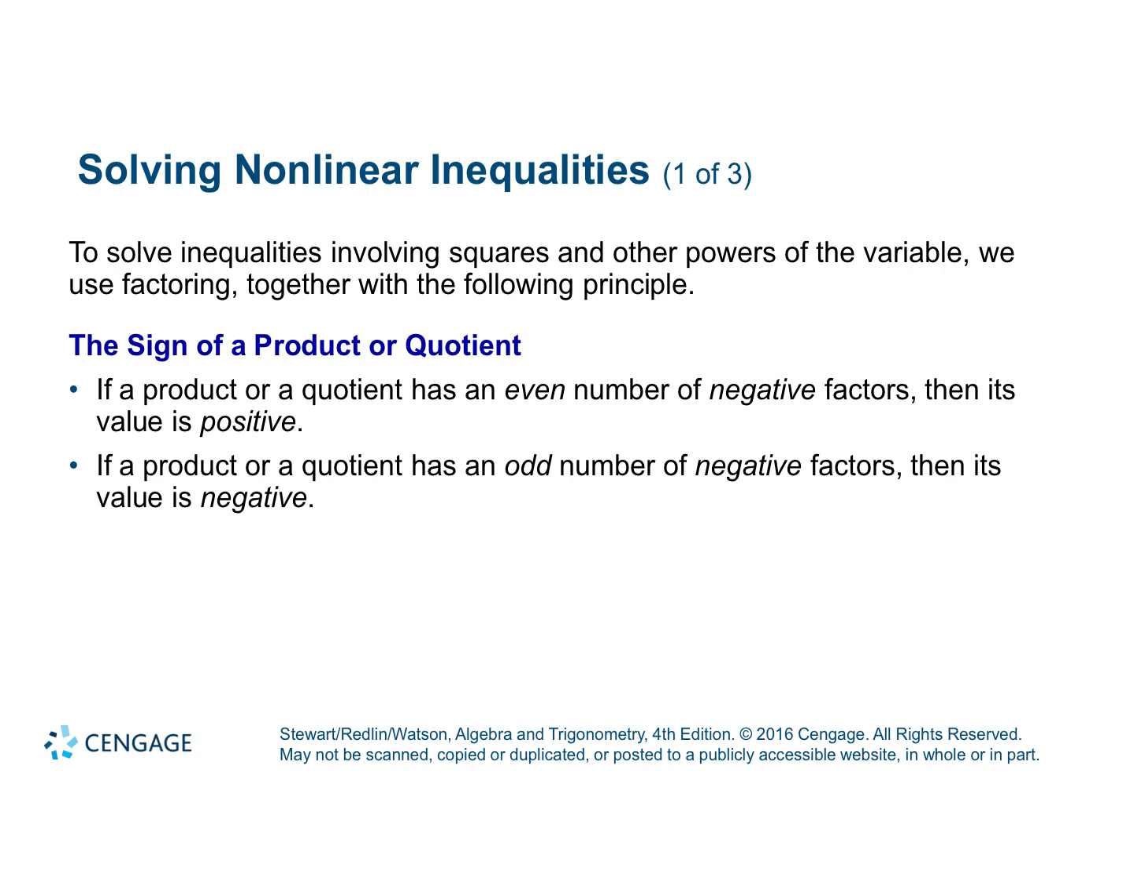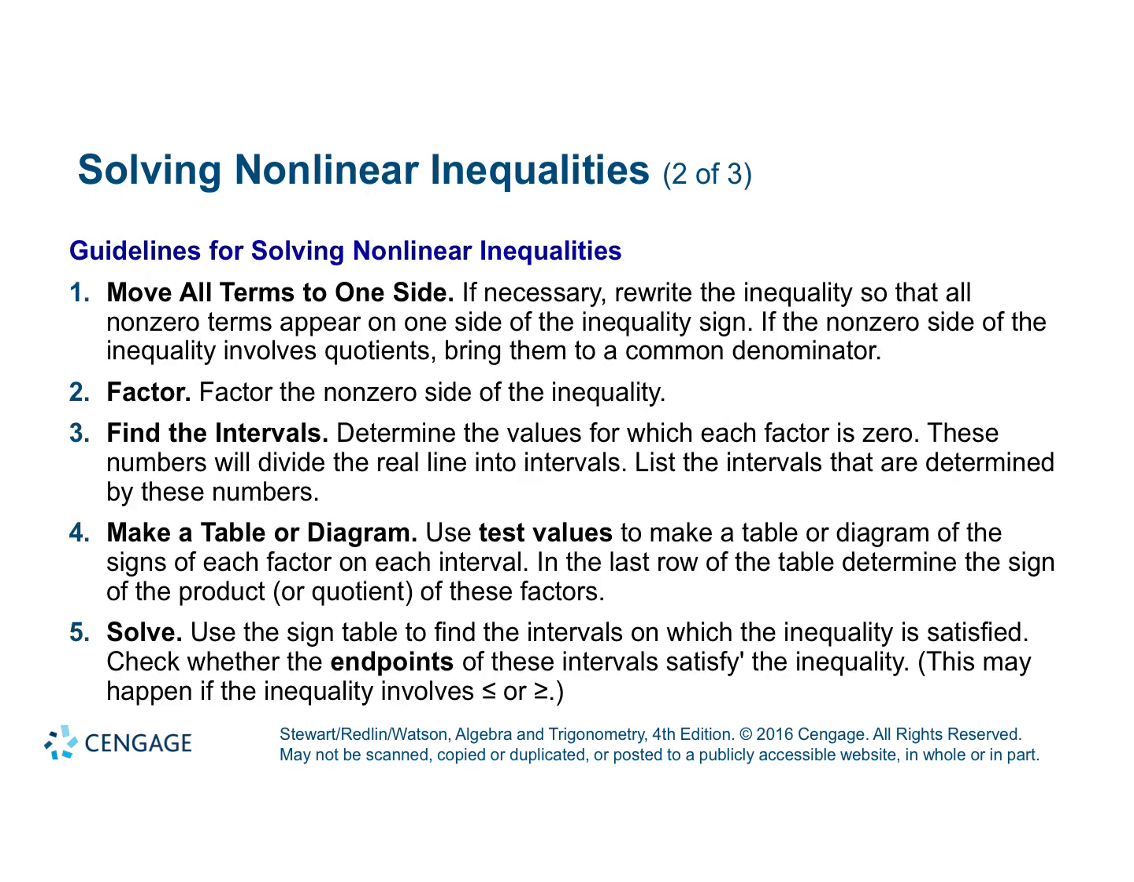So we're going to use the signs of products or quotients. If a product or quotient has an even number of negative factors, then its value is positive. And if the product or quotient has an odd number of negative factors, then the value is negative. We're going to go over that in a few examples.